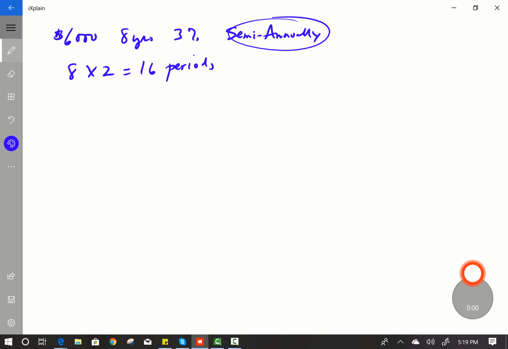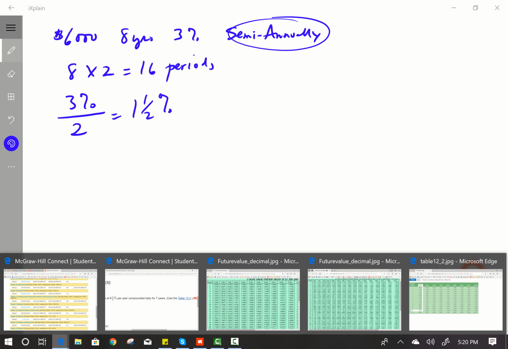Then I'm going to take 3% divided by semi-annually, which is twice a year, to give me 1.5%. So I'm going to go to the present value table and find the corresponding factor of 16 periods and 1.5%. Let's see if I can find one quickly here.